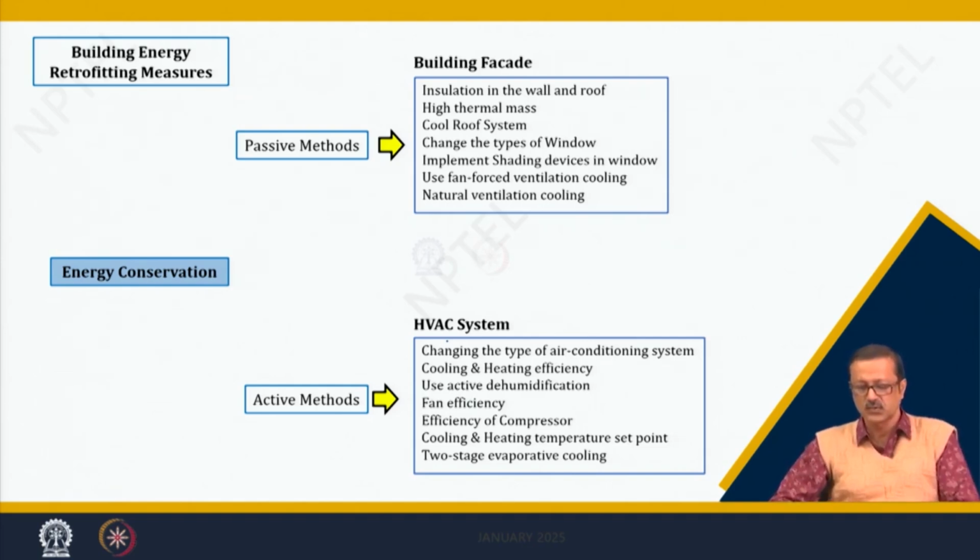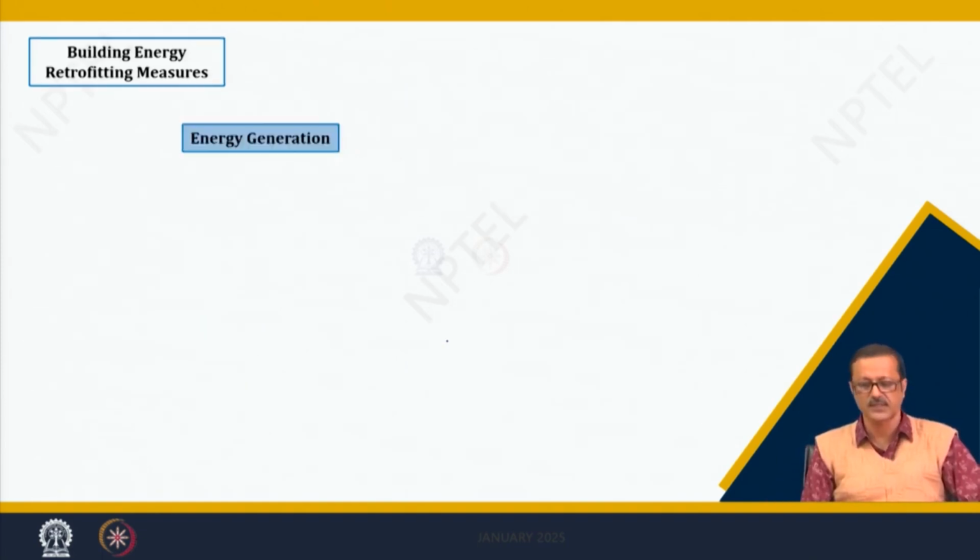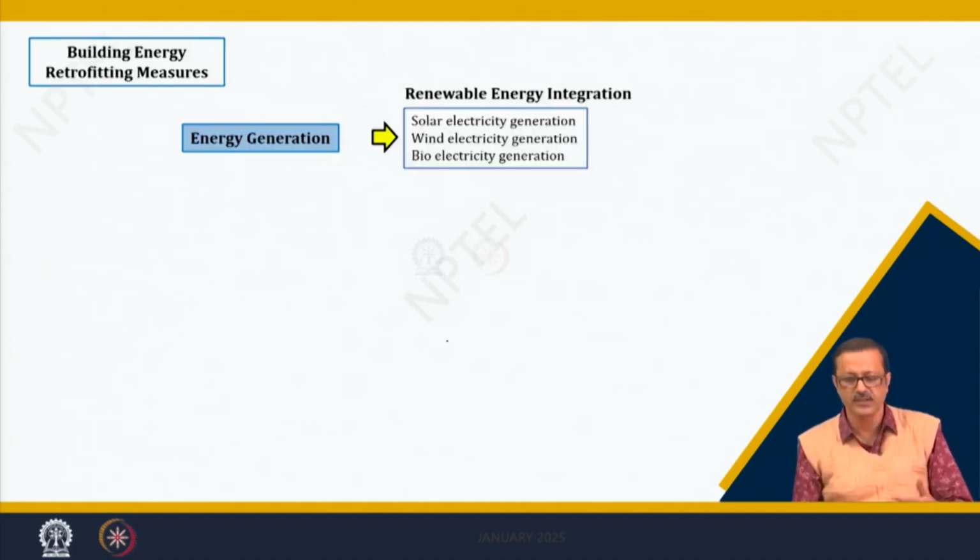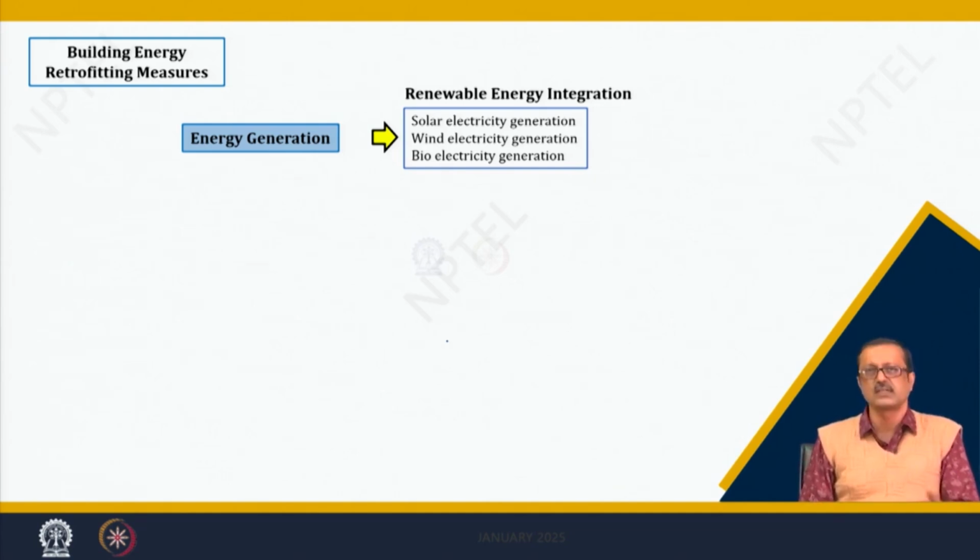We have to see the cooling and heating temperature set point, which can be made sensor based. We can do some kind of two-stage evaporative cooling also. We have discussed that already in the earlier chapter. From the energy generation point of view, it is very direct. We can go with solar electricity, wind electricity, and bioelectricity. We will discuss that in the next module. In the last module we will see how to generate renewable energy in a building.